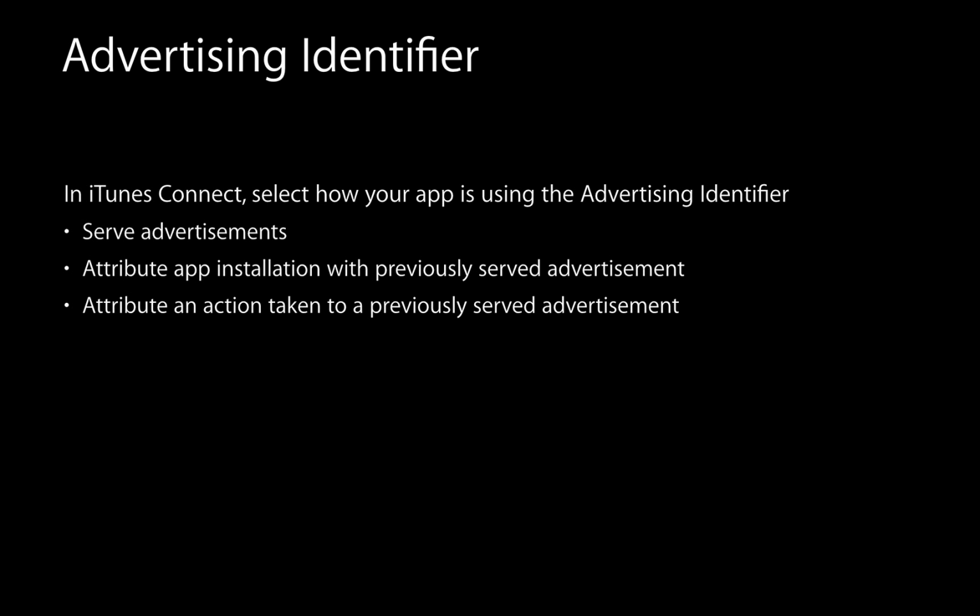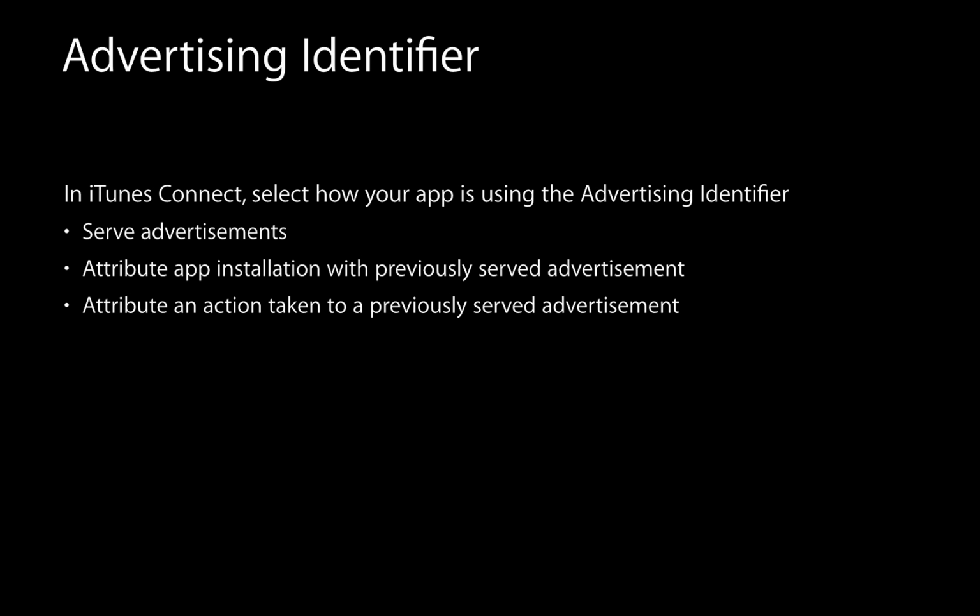This year in iTunes Connect, now you need to explain and attribute why you're using the advertising identifier for which of these uses. You should select 1, 2, or 3 depending on how you use the advertising identifier. The first one's pretty clear. Serve advertisements. The second one, attribute app installation.